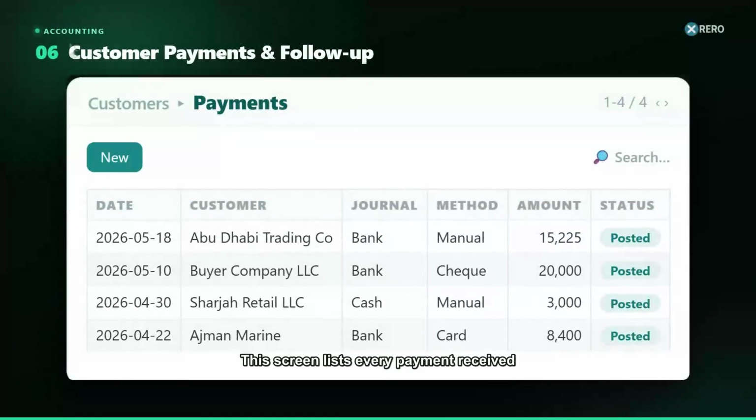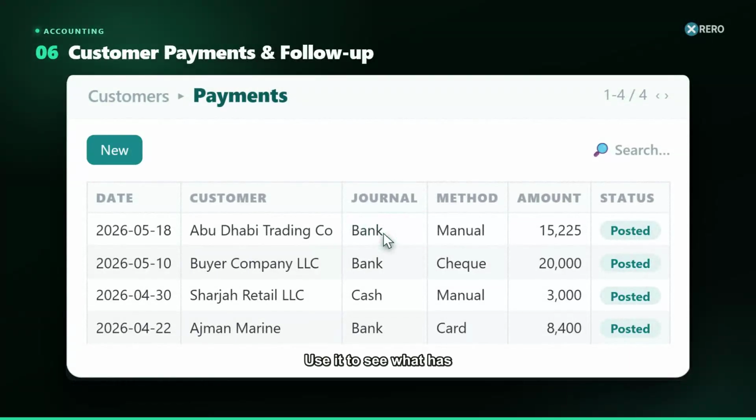This screen lists every payment received from customers. Use it to see what has come in and to record money that was not registered directly from an invoice.